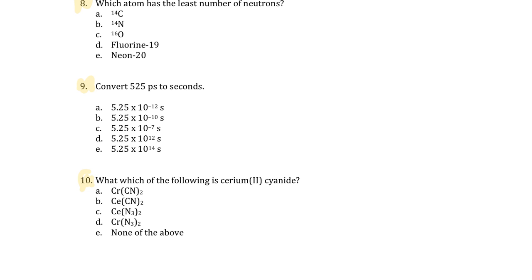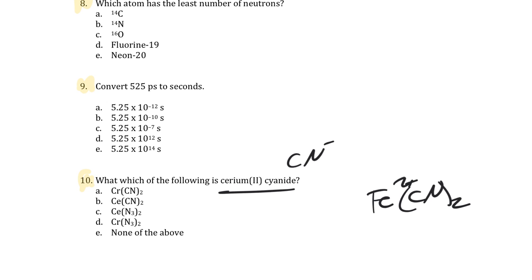So I just wanted to look at the quicker naming examples. Cyanide's probably, again, not one you had to have memorized, but if you know it's CN-, this is pretty easy, right? It's just Fe2+, and then CN for two of them. Oh, I'm sorry, that's cerium, not iron.